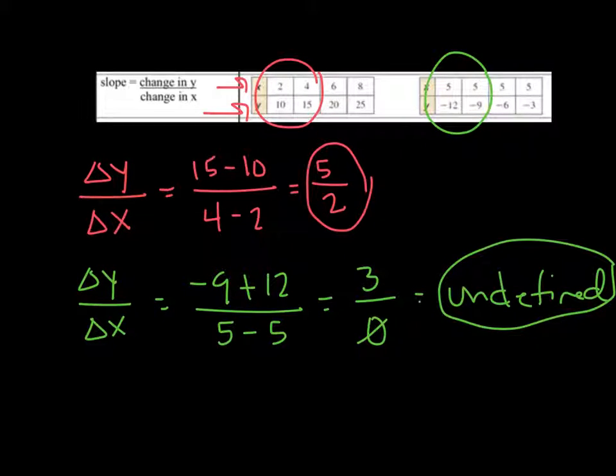That last table of values, if you noticed, it had x equals 5 all the way across. That would be VUX. That's a vertical line with an undefined slope. But if you tried to calculate, you should have noticed that when your denominator was 5 minus 5 is 0 on the bottom, you could have stopped right there and said it was undefined.